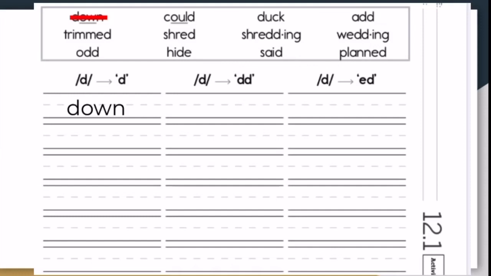Now let's work with the word trimmed. Where does that belong? Right, under column 3, under the ED. And at the end of trimmed, you hear the duh sound. Let's look at the word odd. Where does odd go in our columns? Right, in the middle with the DD.